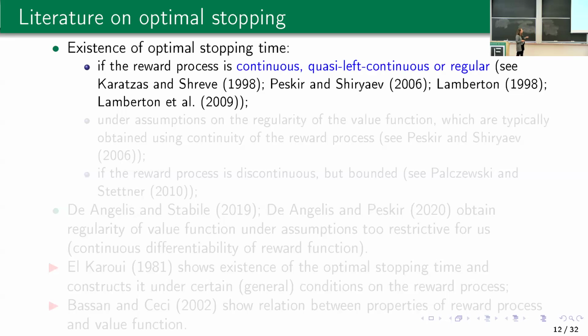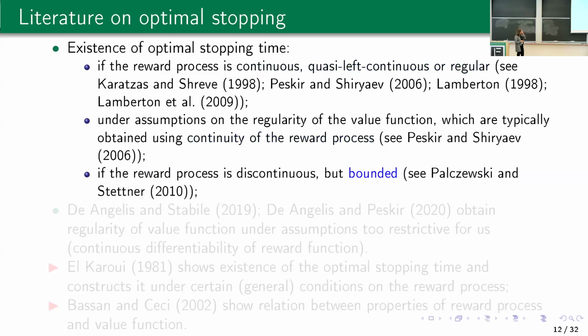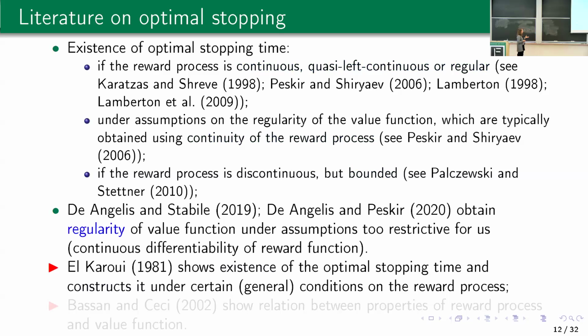A lot of the literature assumed that the reward process was continuous, quasi-left continuous, or regular, and we could not use this. Just a few examples where continuity of the reward process was a big problem for us. Or discontinuous was fine, but then we needed boundedness, and our reward process is not necessarily bounded. More recent work by people that are here today, we were not necessarily able to apply either. So what we used in the end was, we assumed nothing. We went back to the beginning.